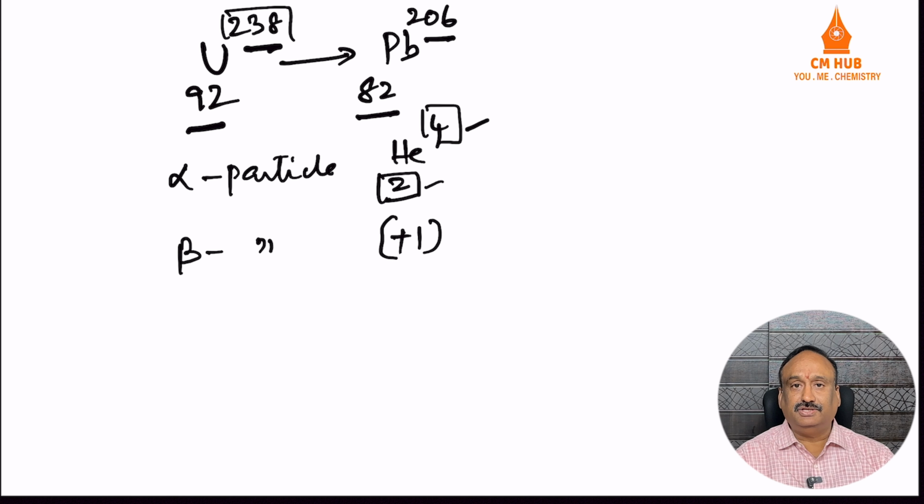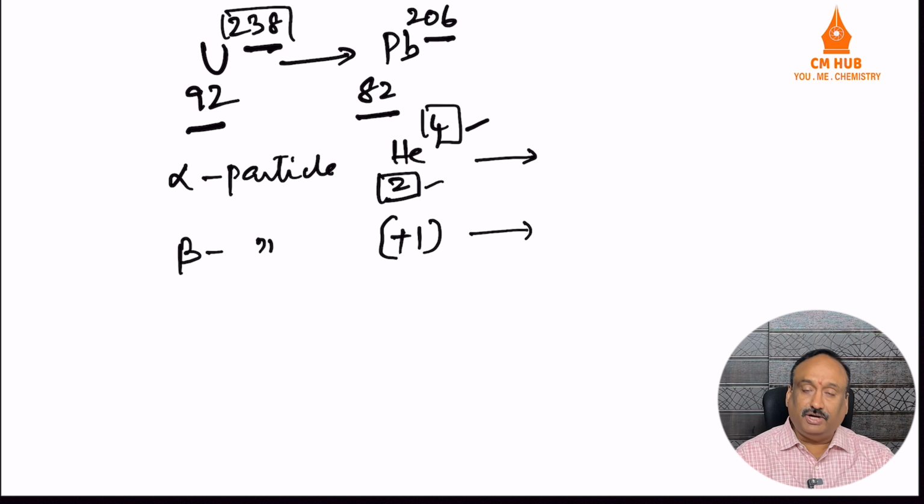Alpha particle decreases the atomic number and mass number, but beta particle causes an increase in atomic number without causing any change to the mass number. So the total mass number changes because of only alpha. Atomic number changes because of alpha as well as beta. Alpha causes a decrease in atomic number, beta causes an increase in atomic number.